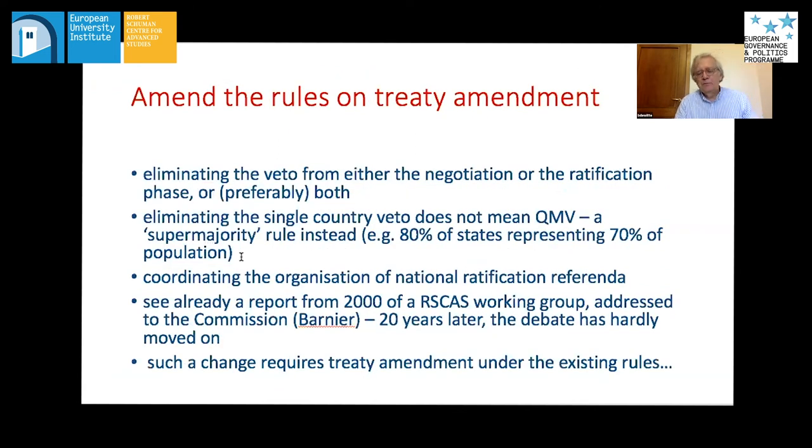The most taboo subject, of course, the most difficult one, is to amend the rules on treaty amendment themselves. That is to say, to eliminate the veto power of single countries, either in the negotiation stage at the intergovernmental conference or at the ratification stage, or at both. Now, I should add that eliminating the single country veto does not automatically mean using qualified majority as we know it. It's very well possible, of course, to introduce instead some kind of supermajority rule for treaty change. For example, to have 80 or 90% of states approving a treaty change.